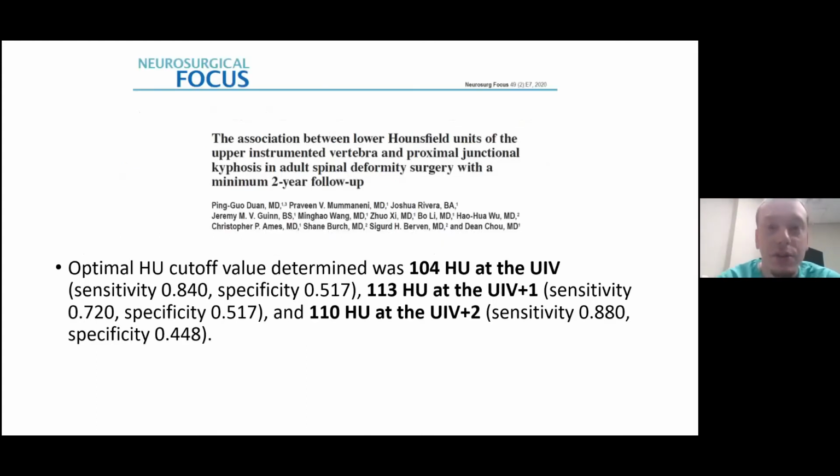Now, there's a lot of literature talking about trying to correlate Hounsfield units to different instrumentation failures. For example, this study from Neurosurgical Focus from last year tried to associate lower Hounsfield units to the incidence of proximal junctional kyphosis. And they came up with a Hounsfield unit value close to 104 at the upper instrumented vertebra to have high sensitivity and correlation to the development of proximal junctional kyphosis. And similar values close to 110 at the upper instrumented vertebra plus one and two levels above.